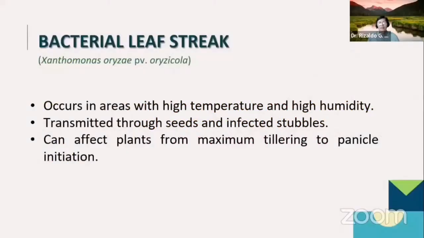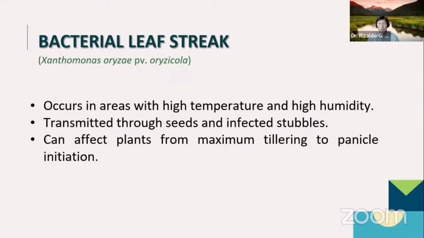Another bacterial disease is bacterial leaf streak. It is caused by Xanthomonas oryzae pv. oryzicola. Yung isa kanina ay pv. oryzae, ito naman ay oryzicola. This disease occurs in areas with high temperature and high relative humidity.